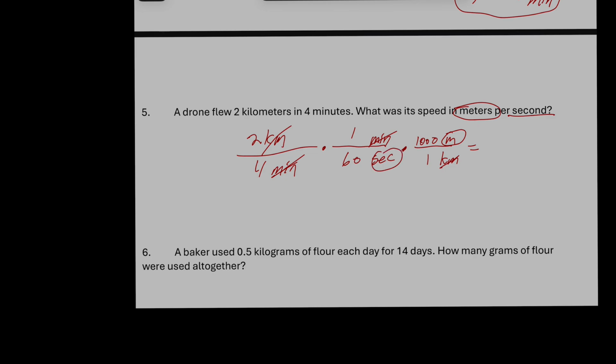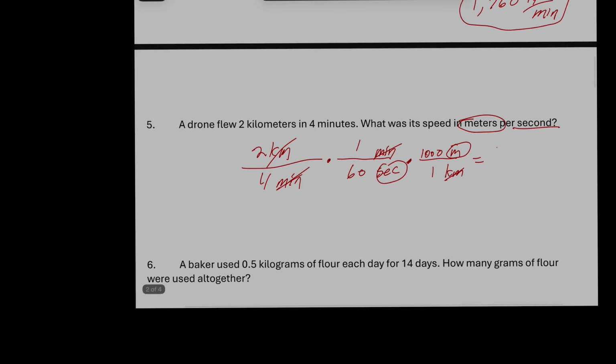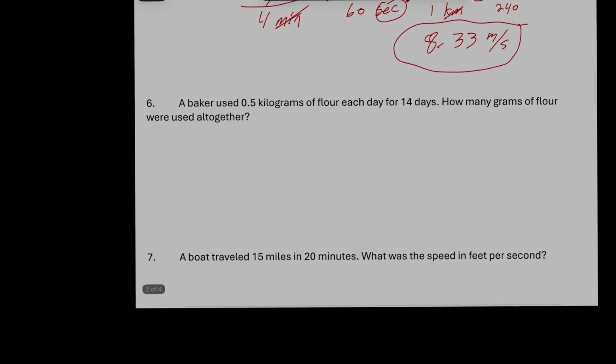So I'm just going to go 2 times 1,000, which is 2,000. I'm going to go 4 times 60, which is 240. And when I get 2,000 and I divide it by 240, my calculator tells me I'm going to get 8 1/3, or 8.33 meters per second.